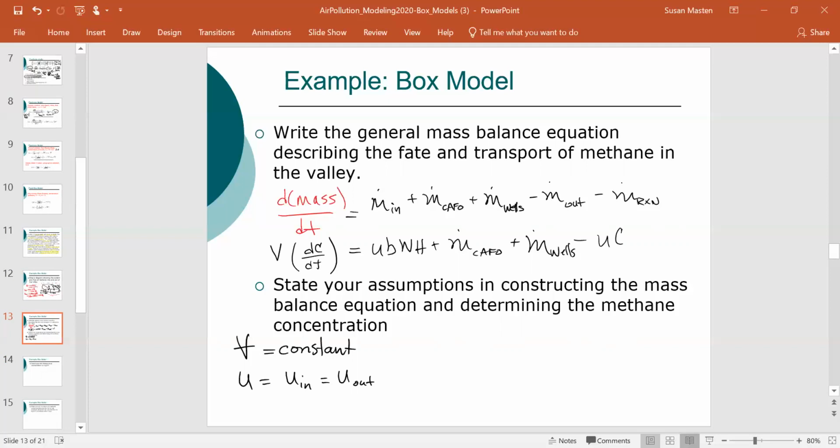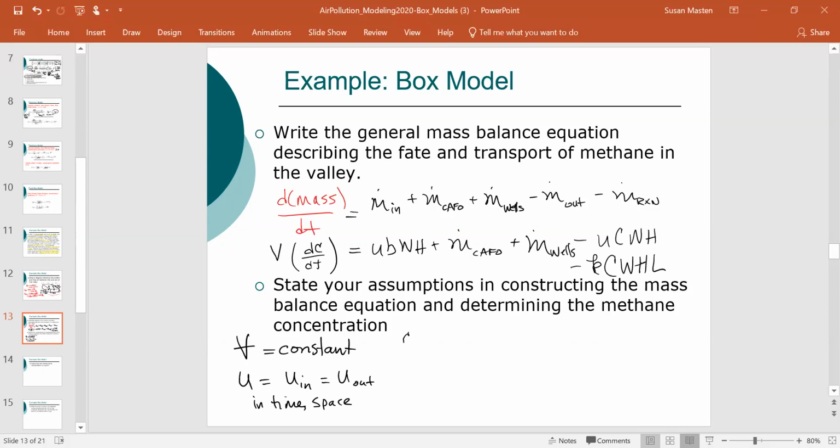Times my concentration times WH, and then minus K, C, and remember we always used V, so we'll use W, H, and L. So I've just written in terms of each of those terms. So we've assumed volume is constant. Wind speed is constant, and it's constant across the cell. It's also constant in time and space. So it's constant both in time and space.